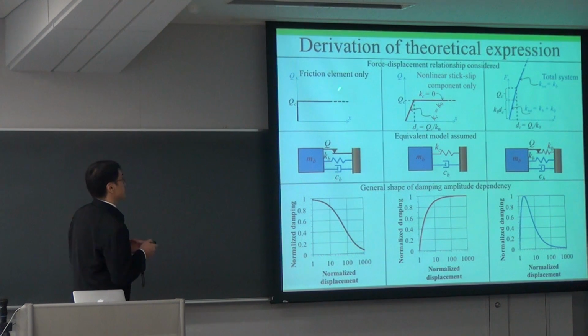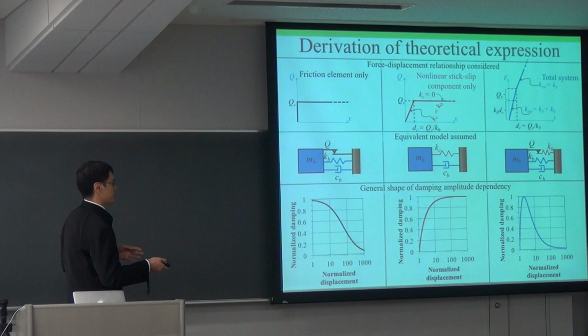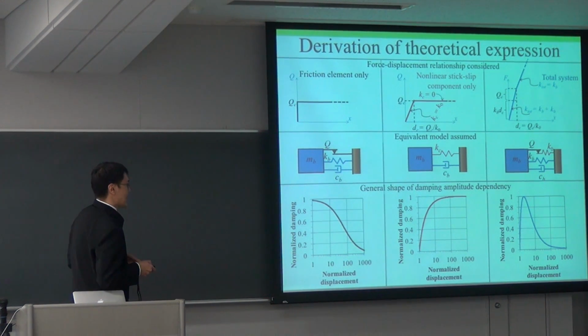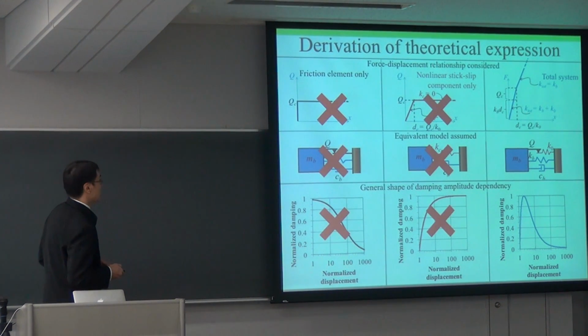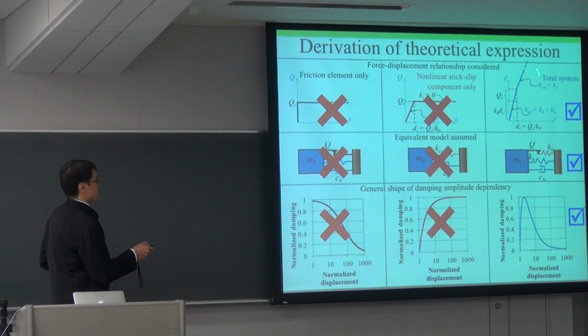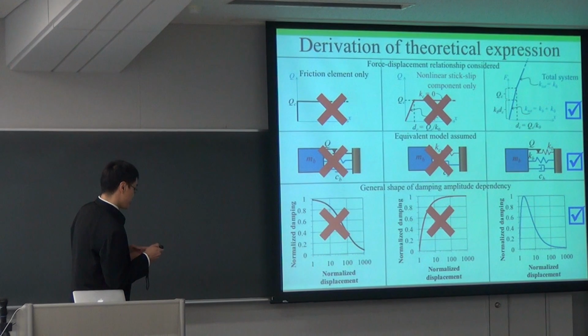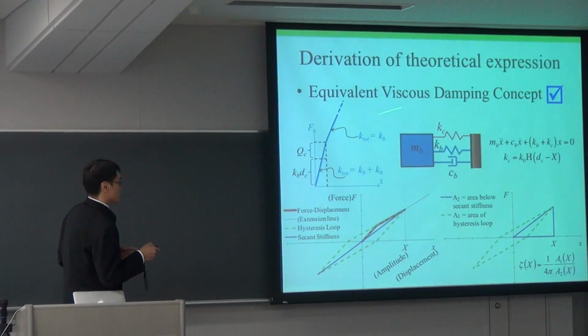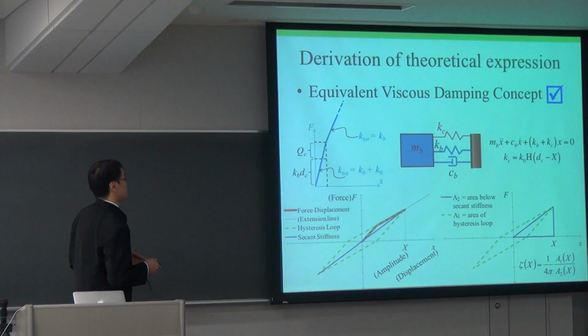And here you can see, if we just consider the friction element only, damping with respect to amplitude just continues to decrease. If we consider only the nonlinear stick-slip component, damping just continues to increase with amplitude. But if we consider the total system, then we can get this shape where damping increases and then decreases with amplitude. So in a sense, that's the proper approach, using the total system's force displacement relationship. And again, that all boils down to applying the equivalent viscous damping concept properly.